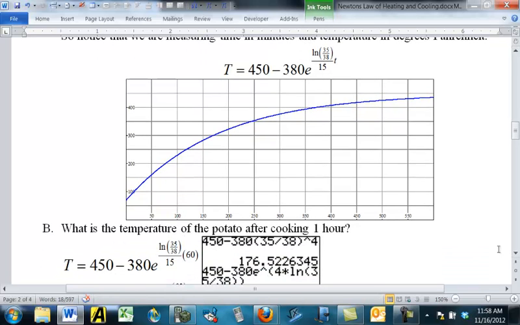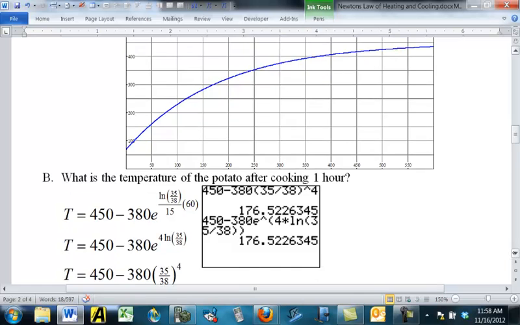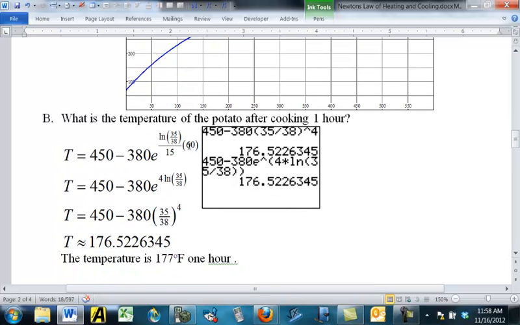What's the temperature after cooking 1 hour? Well, we just want to put in 60 minutes here and see what the y is, and we can see about what it is there. And so we just plug that in here, 60 for little t. Well, 60 divided by 15 is 4, so I can simplify that a little bit. And I can go ahead and type that in just like it is on the calculator, and that's what I did here in the second part. 450 minus 380 e to the power, parentheses, 4 times ln of 35 over 38, close the parentheses, close another parentheses, and then we get 176.5226345.